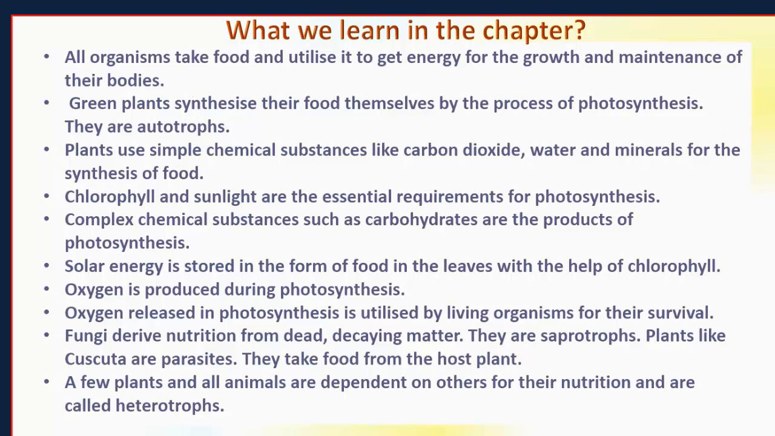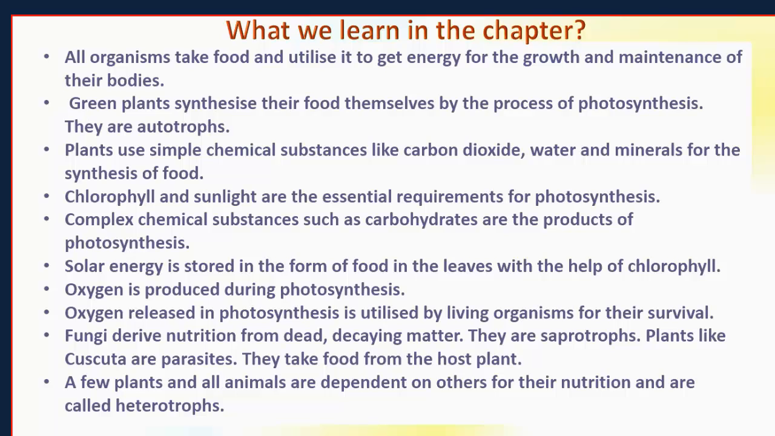Now let us review the chapter, what we learned in the chapter. All organisms take food and utilize it to get energy for the growth and maintenance of their bodies. Green plants synthesize their food themselves by the process of photosynthesis. They are autotrophs. Plants use simple chemical substances like carbon dioxide, water, and minerals for the synthesis of food.